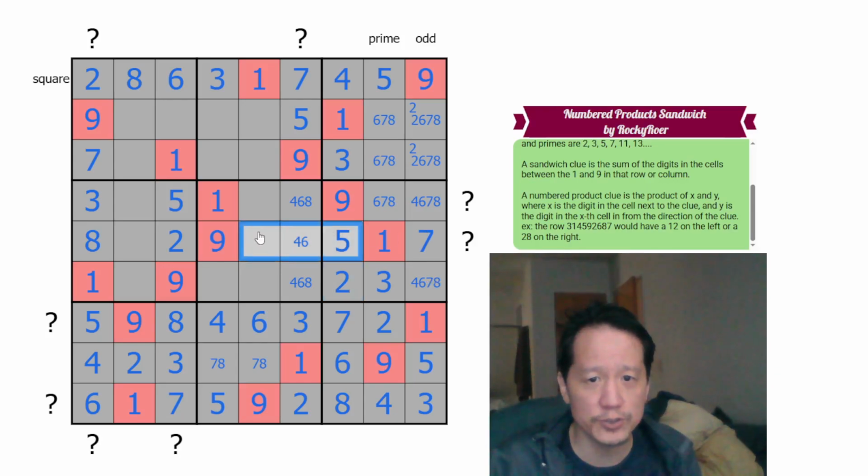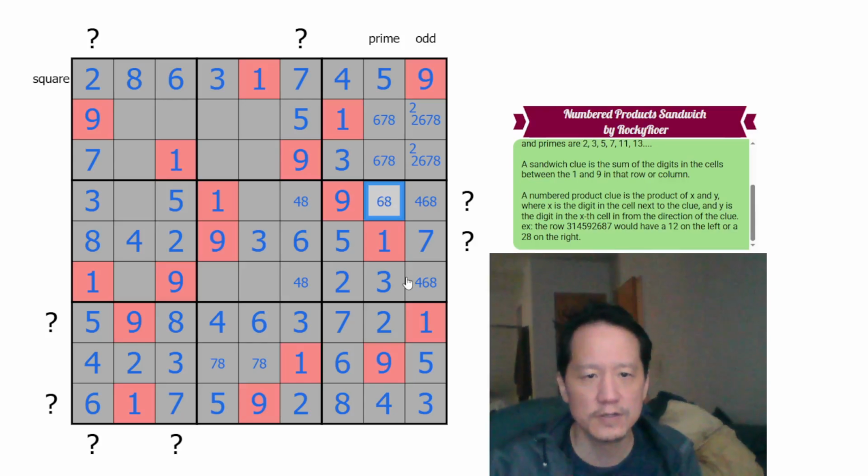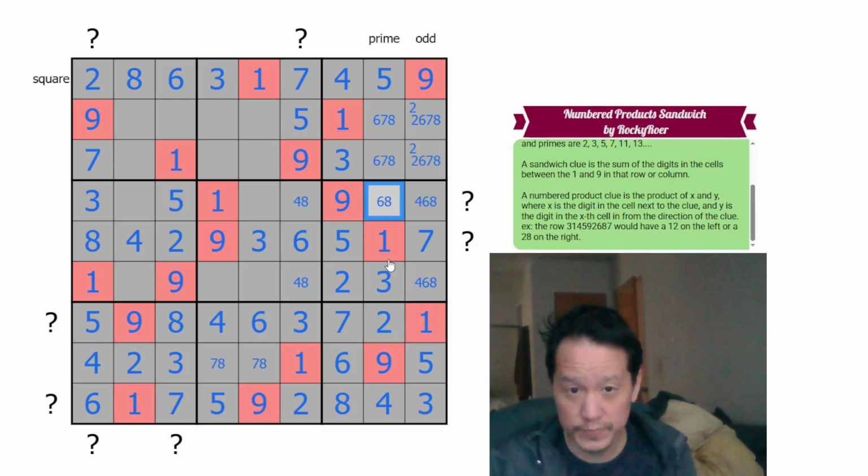This must add up to 14. And if it's 5 and 6, that works with 3. But 4 and 5 does not work because it would have to have another 4. So this has to be 6 with 3, which makes this a 4. This can't be 6 anymore. This can't be 6. These can't be 7.